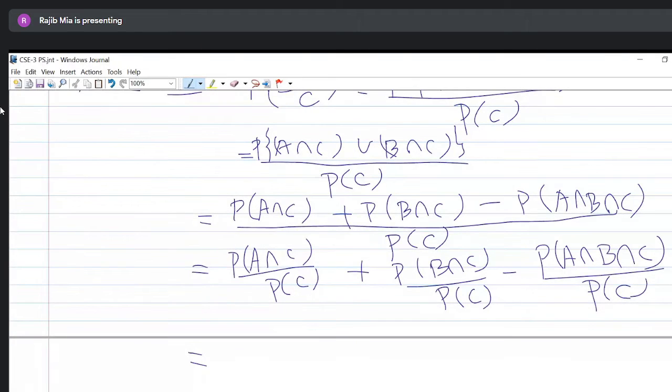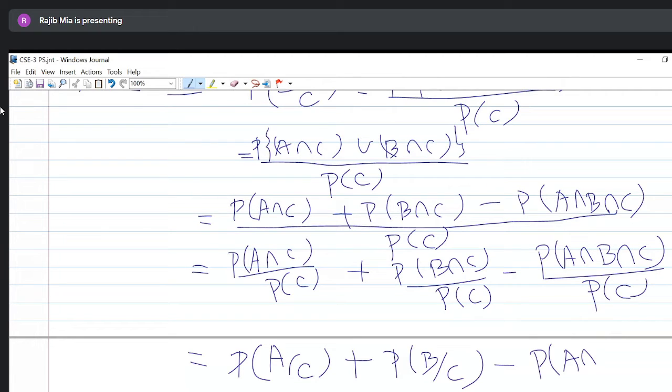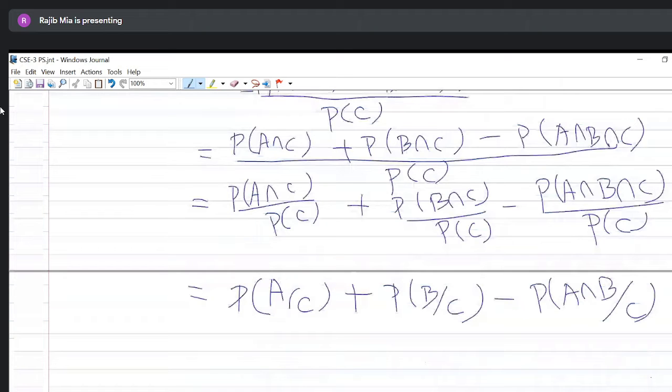Then probability of A intersection C by probability of C, this is the conditional probability A by C. Then plus probability of B intersection C by probability of C means probability of B by C minus probability of A intersection B by C. So this is the right hand side.